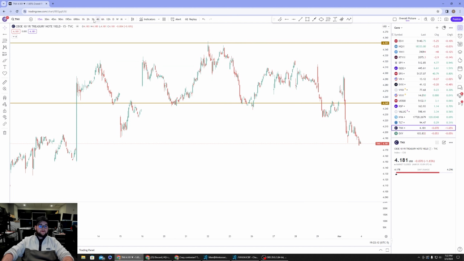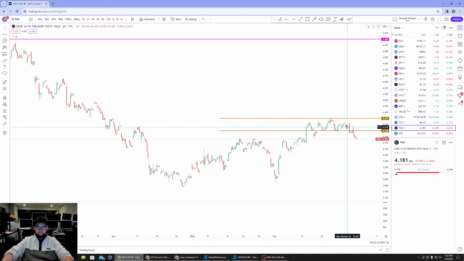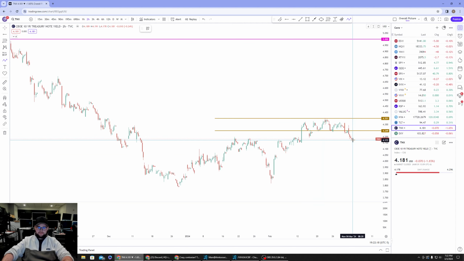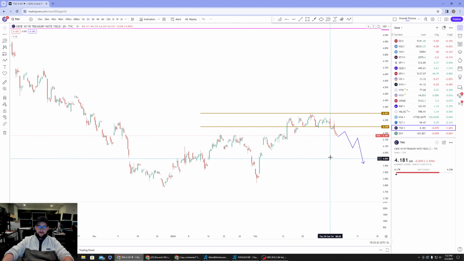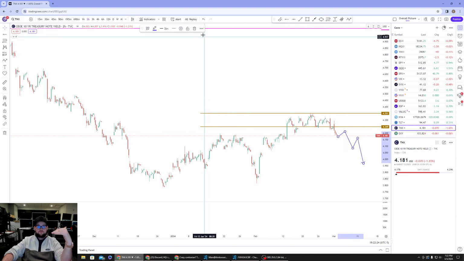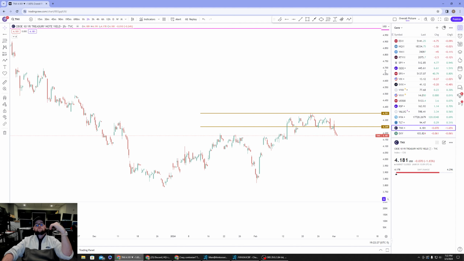Now, if this continues lower, it doesn't have to be in a straight line. It could look something like this. It could take its time to go down. This should continue to be a tailwind for stocks and give it a natural bid.